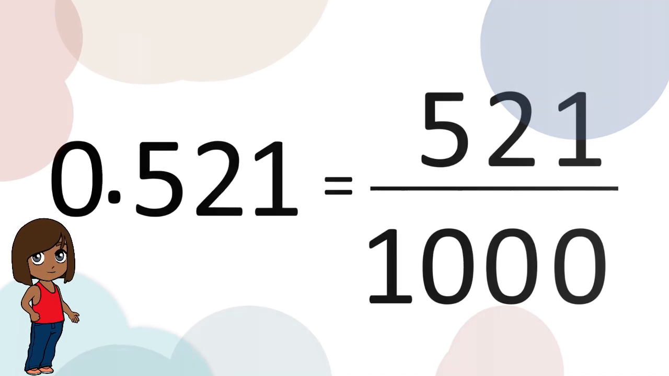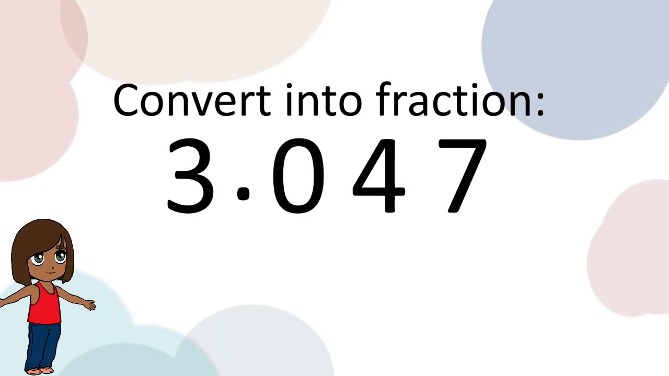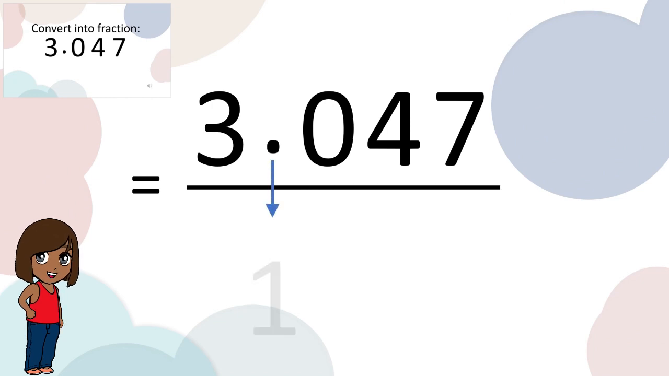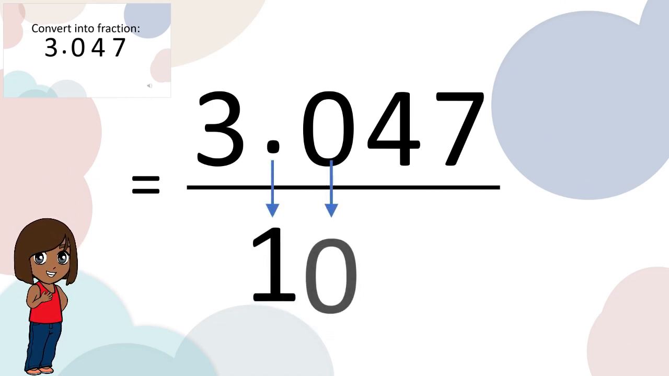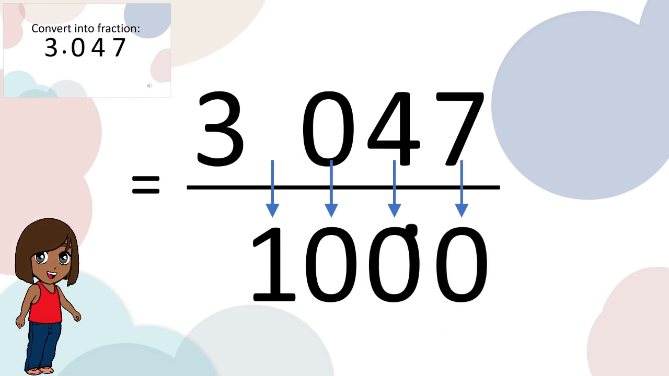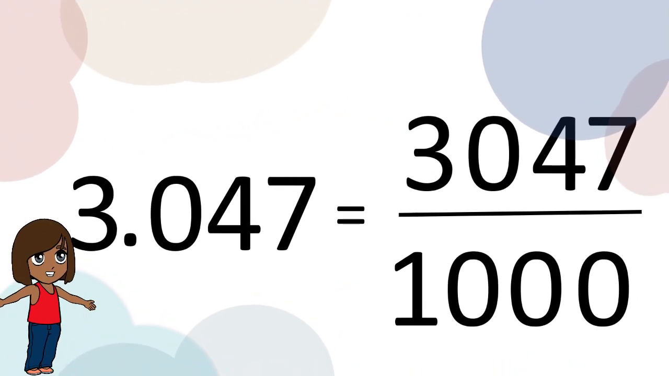Let's take another example. What happens when you have a non-zero number before the decimal? Rules remain the same. Can you convert 3.047 into a fraction? For denominator, put a 1 below the decimal, a 0 below each number after the decimal. You have the denominator as 1000. Drop the decimal, and you get the numerator 3047. So we have 3.047 equals 3047 by 1000.